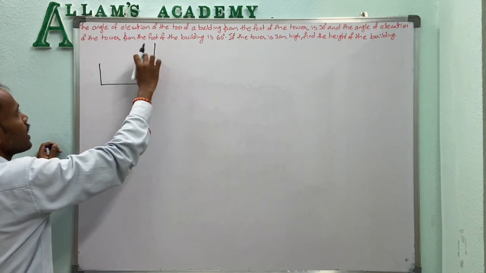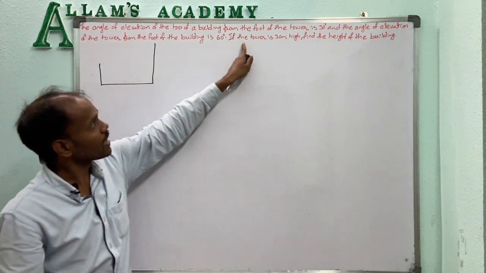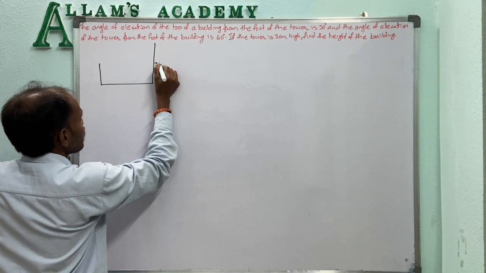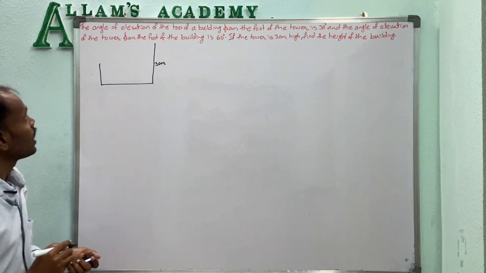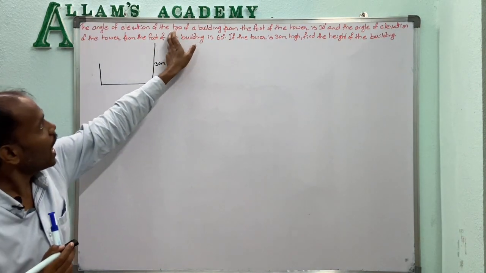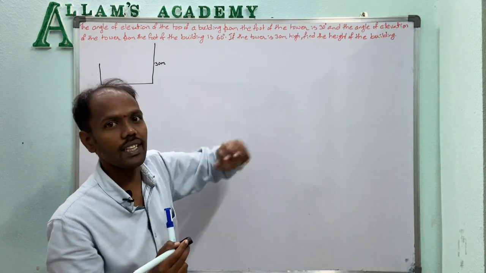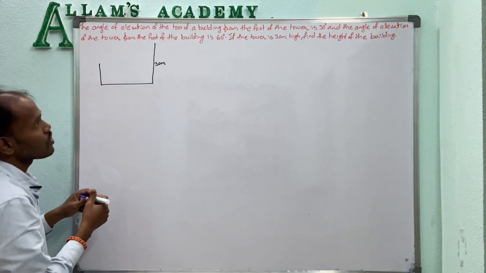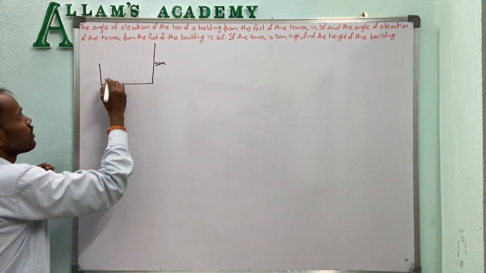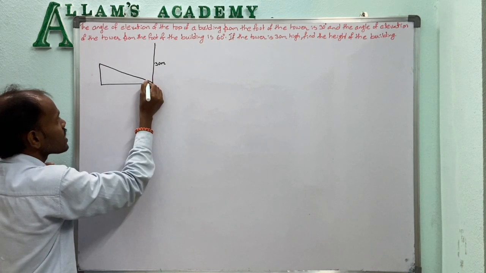So it is a building, it is a tower. Here it is given that the tower is 30 meters high, so the height of the tower is 30 meters. The angle of elevation of the top of the building from the foot of the tower is 30 degrees. So from the foot of the tower, the top of the building is observed with a 30 degrees angle of elevation.